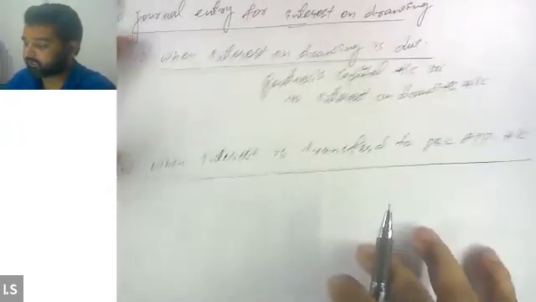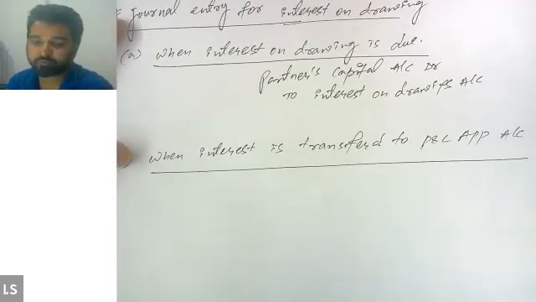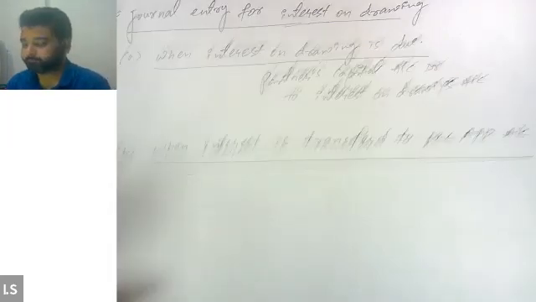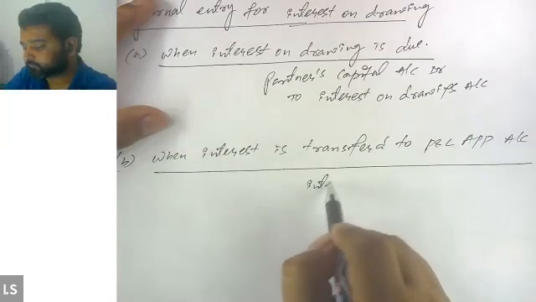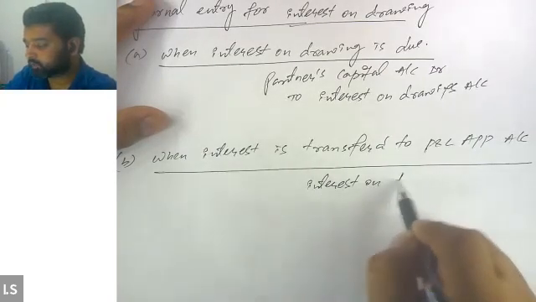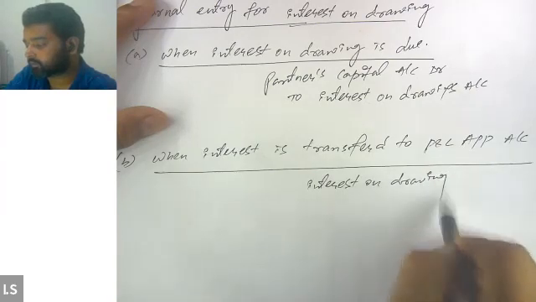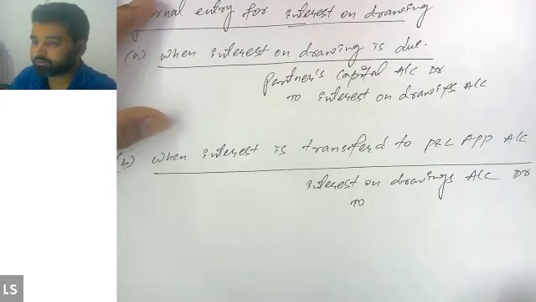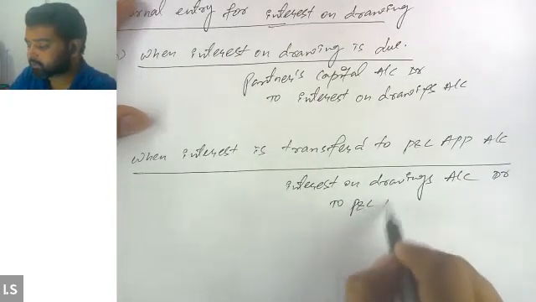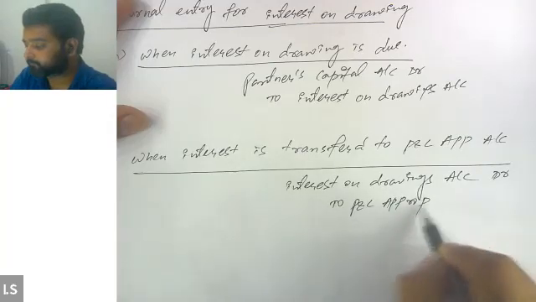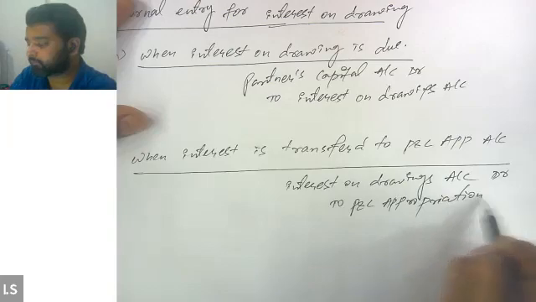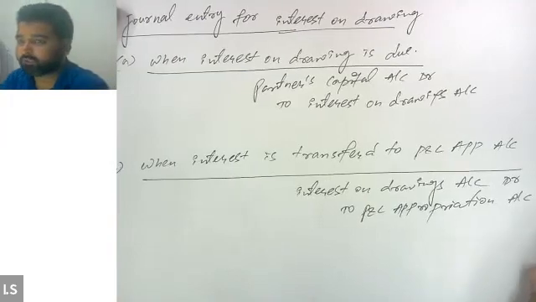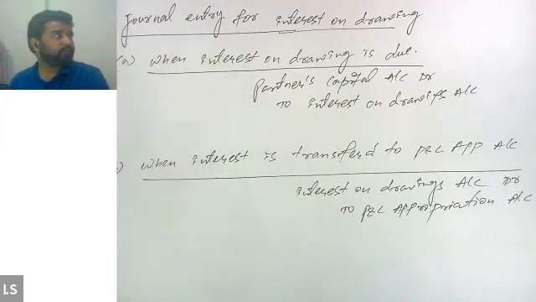And similarly, when interest on drawing is being transferred to the profit and loss appropriation account, the general entry will be: interest on drawings account debit to profit and loss appropriation account. So these are the two general entries that need to be done whenever there is interest on drawing.